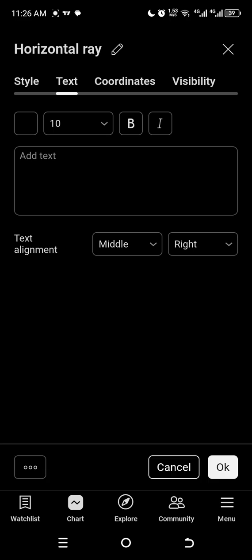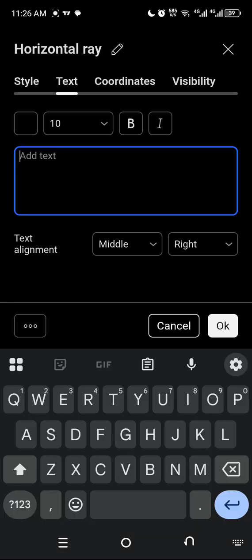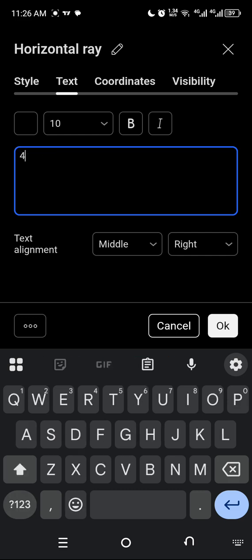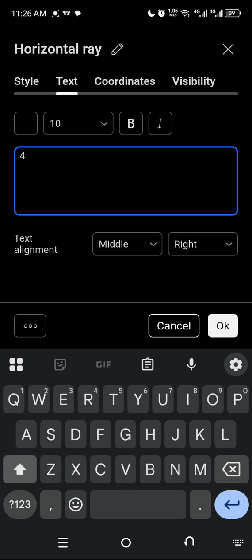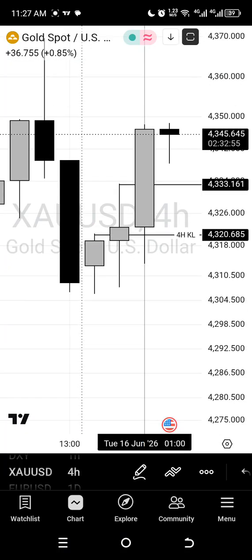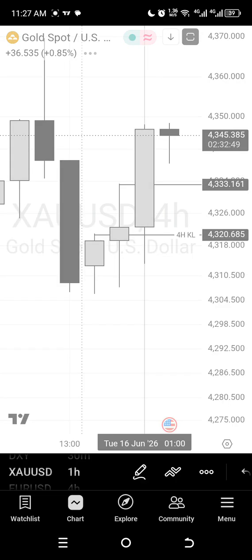I would like to label this so as to make things easier and clearer for you guys, so you guys can understand. Okay, this is the 4 hour key level. That's a 4 hour key level, so we are looking for a 1 hour narrative at the level of the 4 hour key level. Now I'll go to the 1 hour time frame.